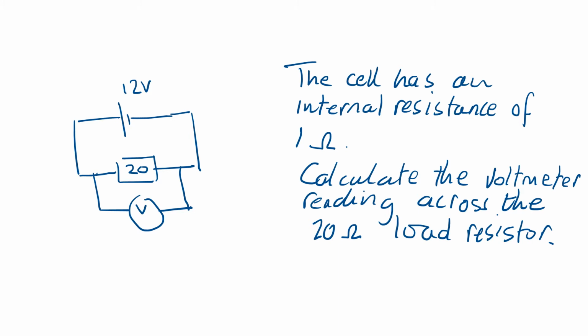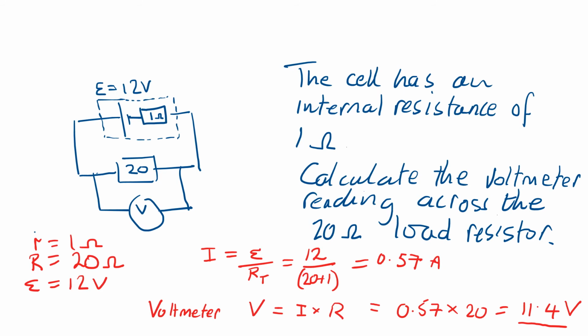Next question, the cell has an internal resistance of 1 ohm. Calculate the voltmeter reading across the 20 ohm load resistor. So we can redraw the circuit to show the internal resistance of the cell. And it's handy to think of that as being a resistor, although it's not actually a resistor component, it's just helpful to visualize what's happening. And if we need to find total resistance, we can see that we would need to add it to the load resistor in the circuit.